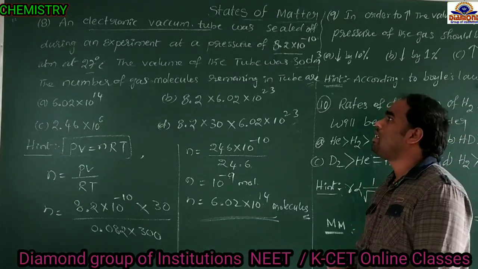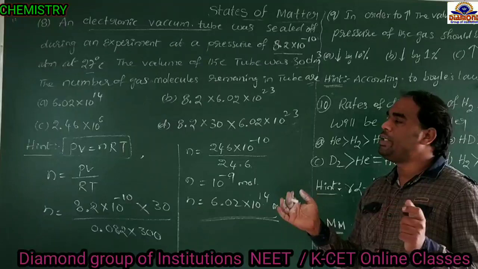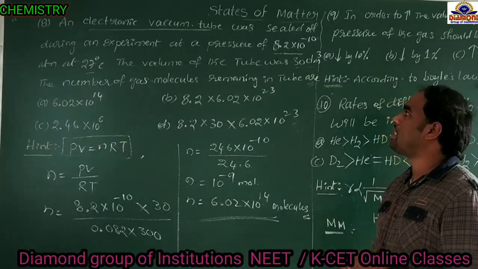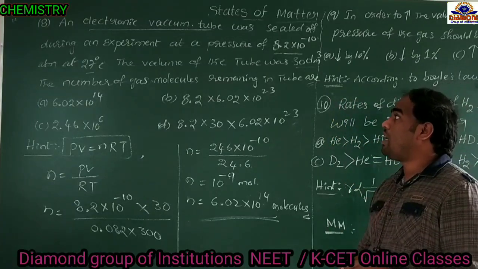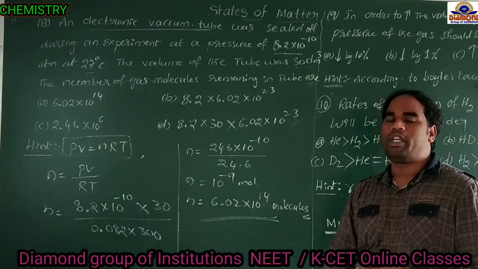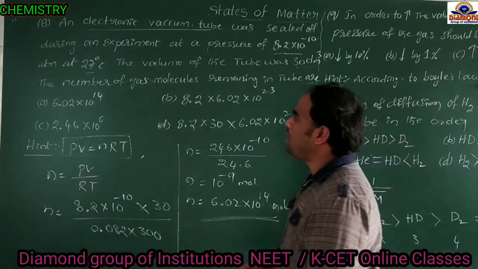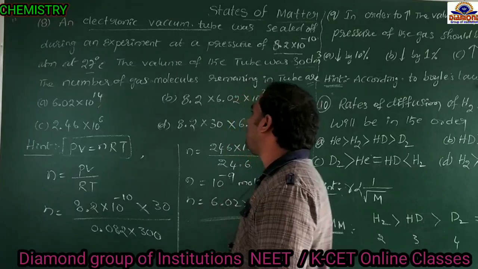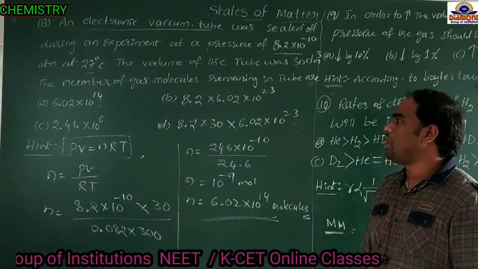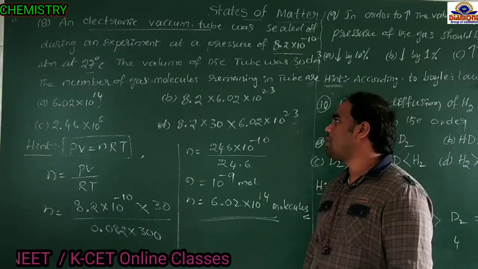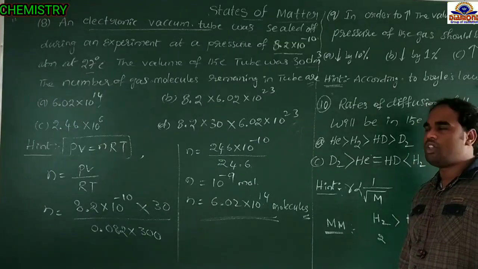An electronic vacuum tube is sealed during the experiment at a given pressure, temperature and volume. So how many gas molecules are remaining in the tube? Option A: 6.02 into 10 to the power of 14. Option B: 8.2 into 6.02 into 10 to the power of 23. Option C: 2.46 into 10 to the power of 6. Option D: 8.2 into 30 into 6.02 into 10 to the power of 23.